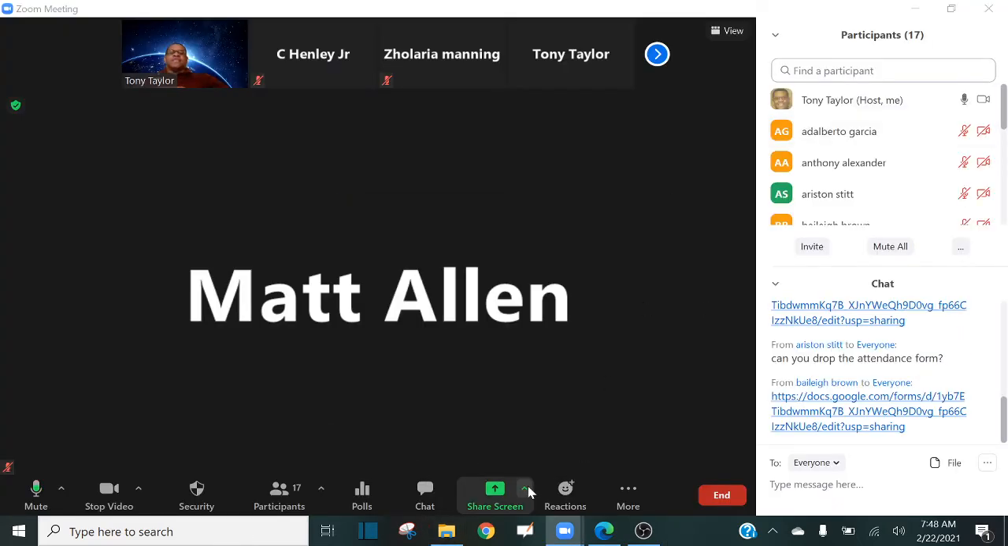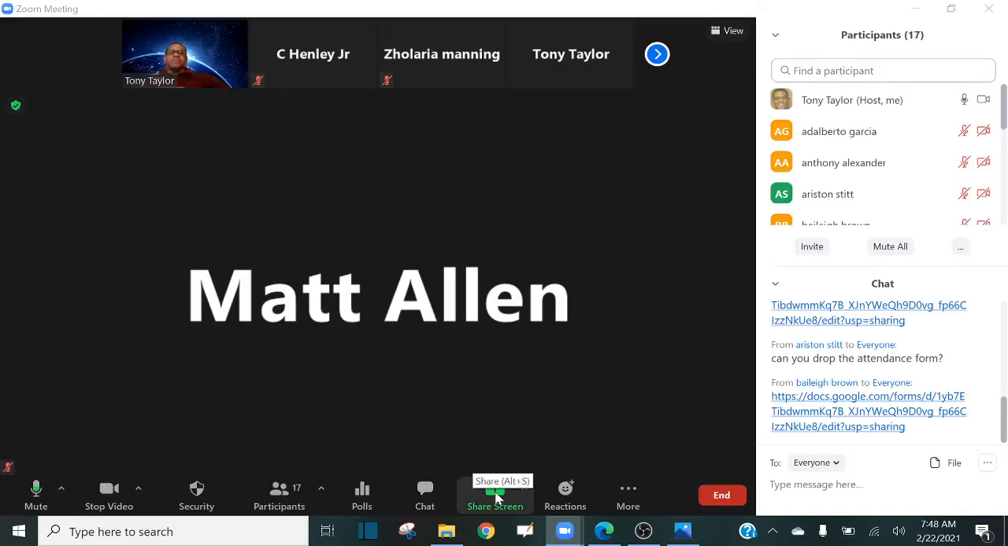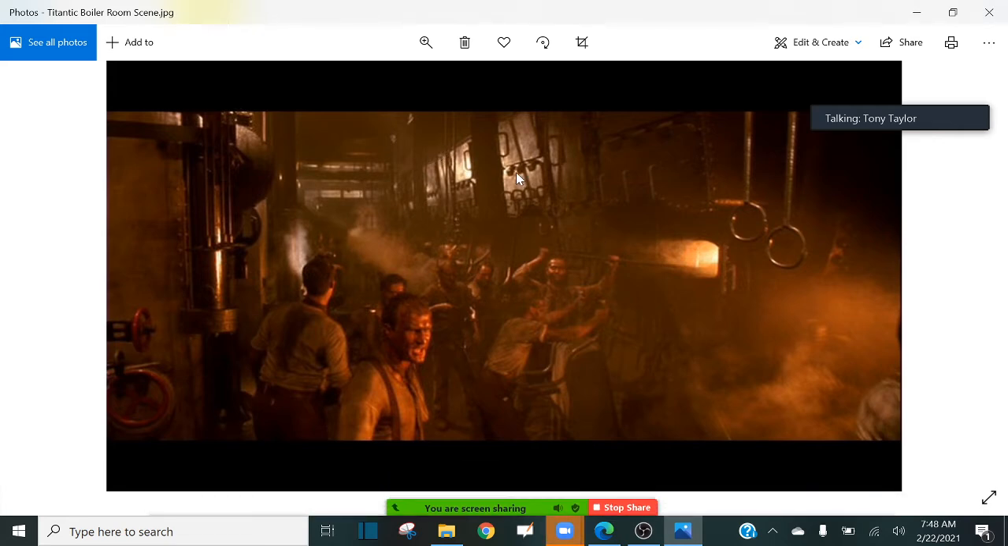For example, you guys have seen the movie Titanic. In the movie Titanic, there's a scene where they go down to the bottom of the ship and they're in the boiler room. Well, in the boiler room, believe it or not, the ship is able to work because they're using the laws of thermodynamics, the first law of thermodynamics. Basically, they're heating up coal, they're turning that coal into usable energy.